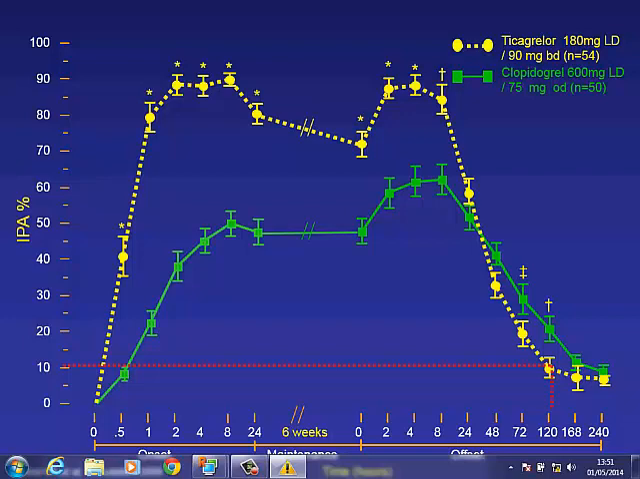If we stop, this is from the onset-offset study. As you can see here, when patients stop taking prasugrel, it takes 48 to 72 hours to reach the point where the platelet function is recovered.